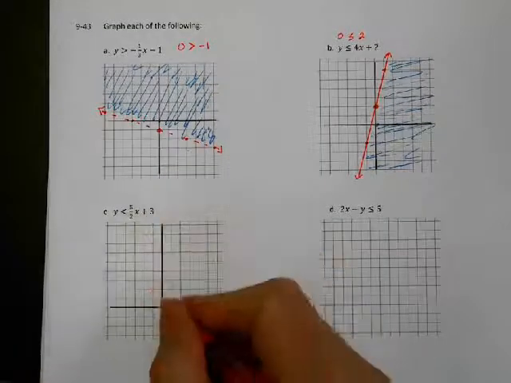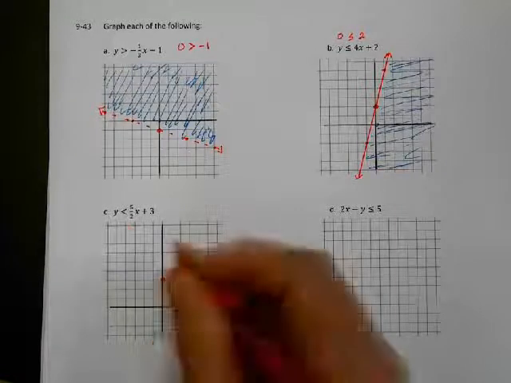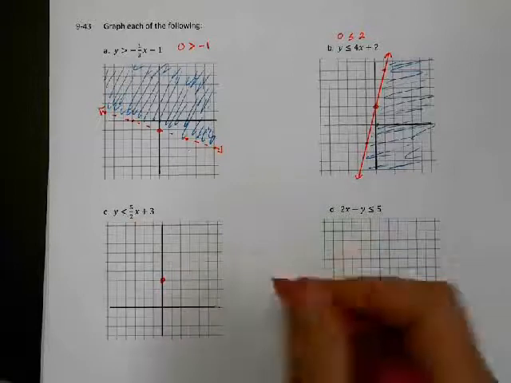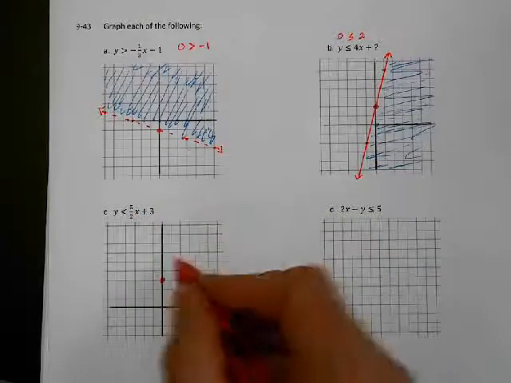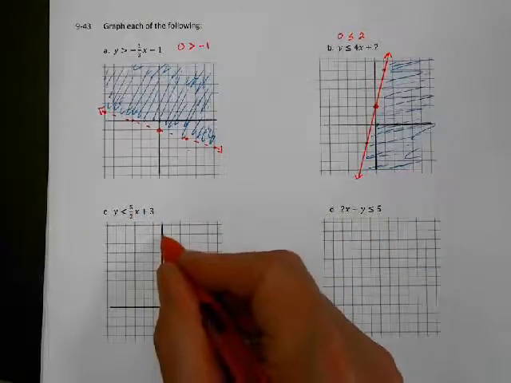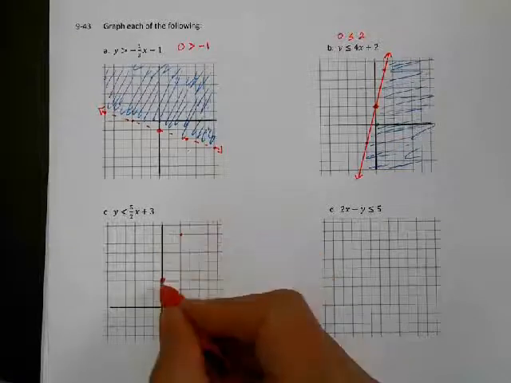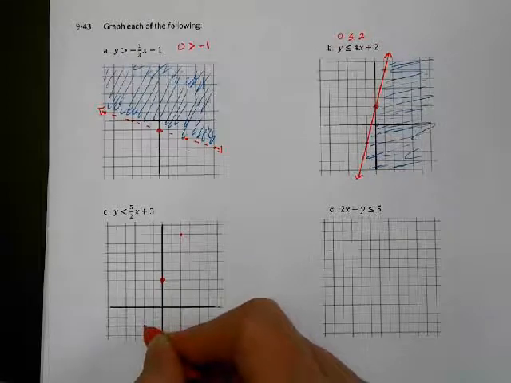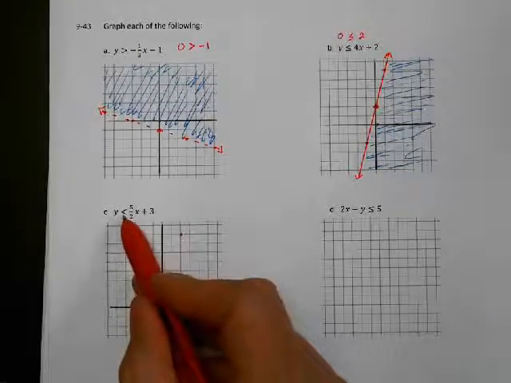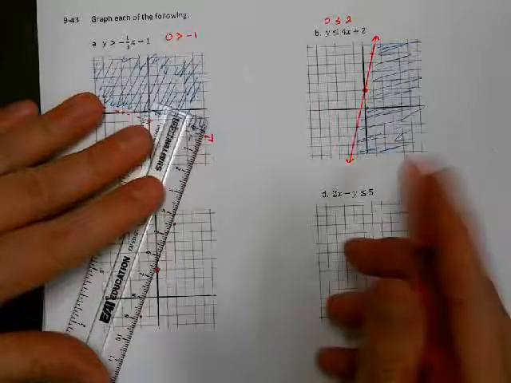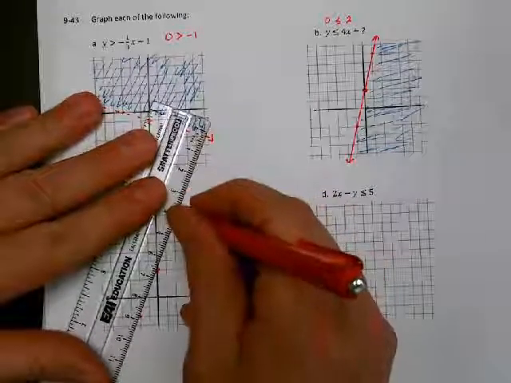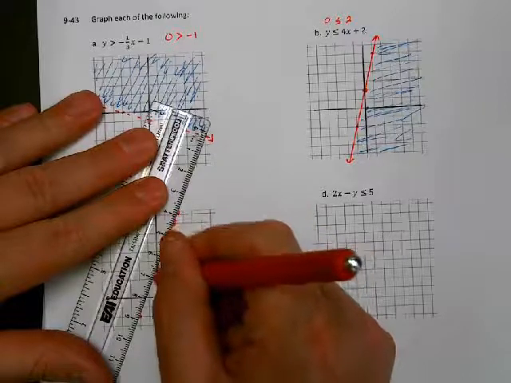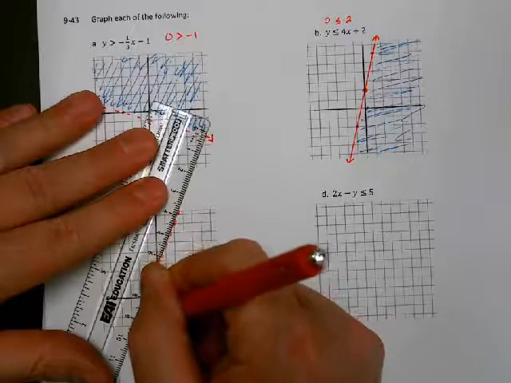Now pay attention, we're not going to make a solid line here because it's not equal to, so this is going to be dotted. So this one's going to go up 5 and over 2, so 1, 2, 3, 4, 5, 1, 2, and down 1, 2, 3, 4, 5, 1, 2. Not going to be solid, dotted. So this means that anything on this dotted line is not a solution.